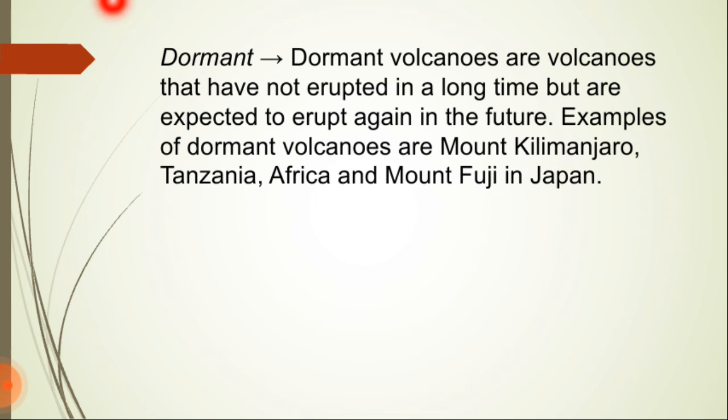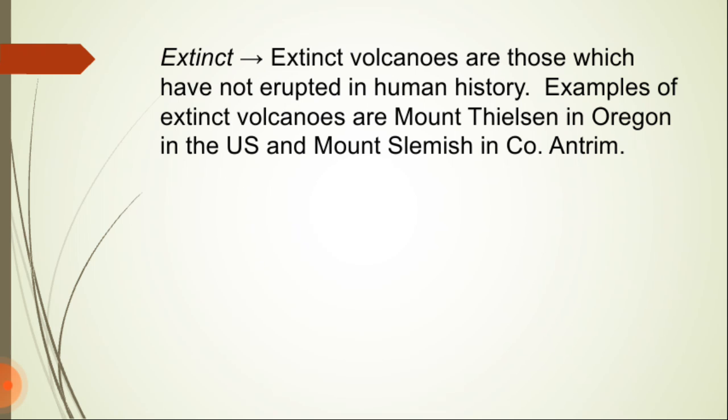Dormant volcano. This is called dormant volcano. Dormant volcanoes are volcanoes that have not erupted in a long time but are expected to erupt again in the future. Examples of dormant volcanoes are Mount Kilimanjaro in Tanzania, Africa, and Mount Fuji in Japan. Dormant volcanoes are those volcanoes which have not erupted in a long time. It is like active, but for a long period of time it has not erupted. Therefore it is called dormant volcano.